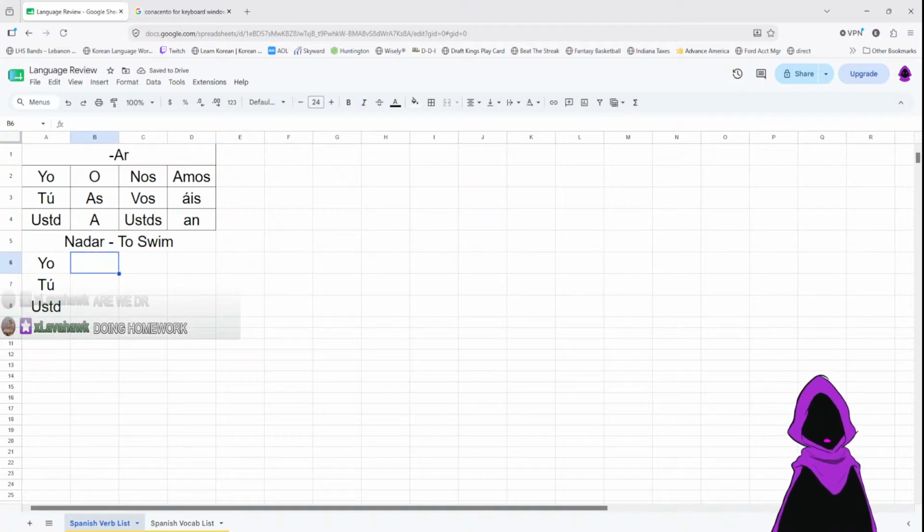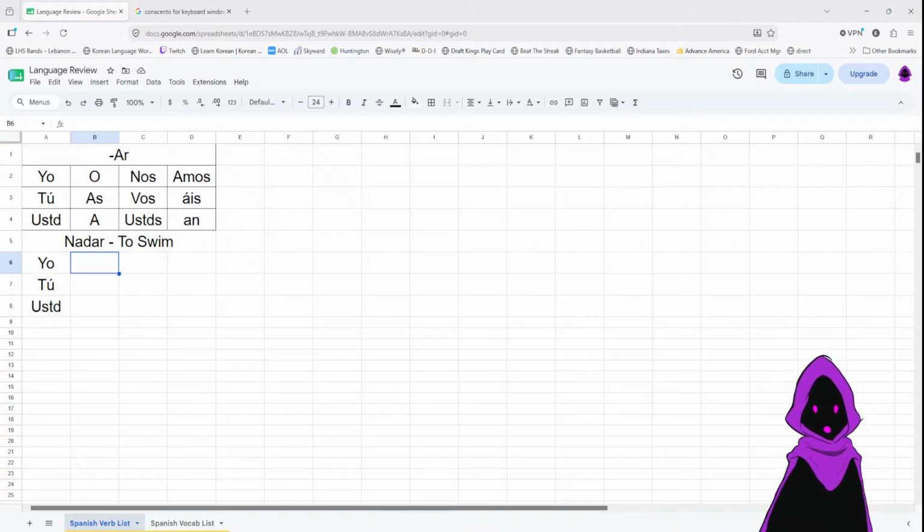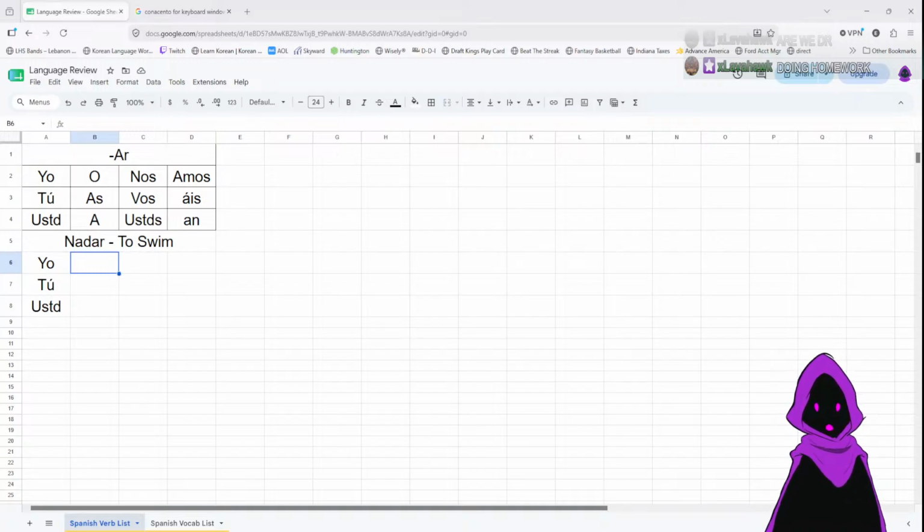Are we doing homework? We are doing homework, Lava. We are doing language review. That reminds me, I need to move my multi-check to the other side of my screen. Move it up here for today. But today is just language review. So basically, I'm trying to learn 4 languages in 1 year, and I'm just going over what I've learned.